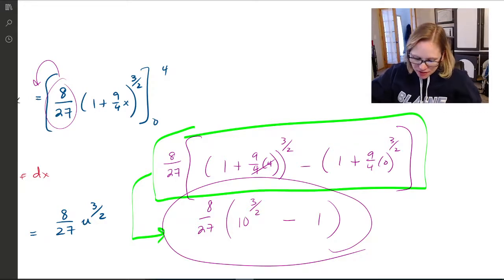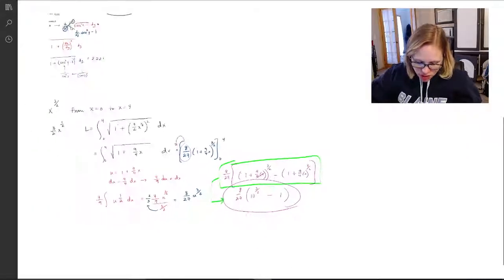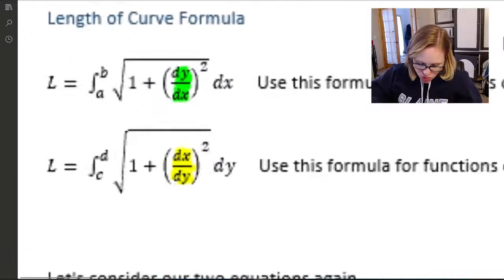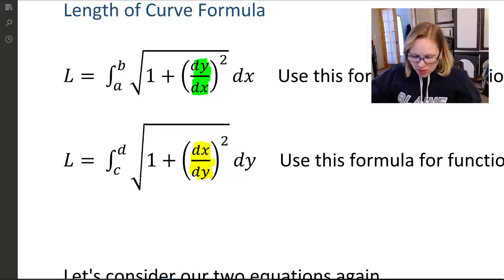So again, it's just the square root of 1 plus that derivative squared. Please don't forget to square your derivative and then use your proper limits of integration depending on whether it's x or y values. So that's it. A little bit of practice. You guys will get there. It's not a complicated topic. Just the algebra involved can be.